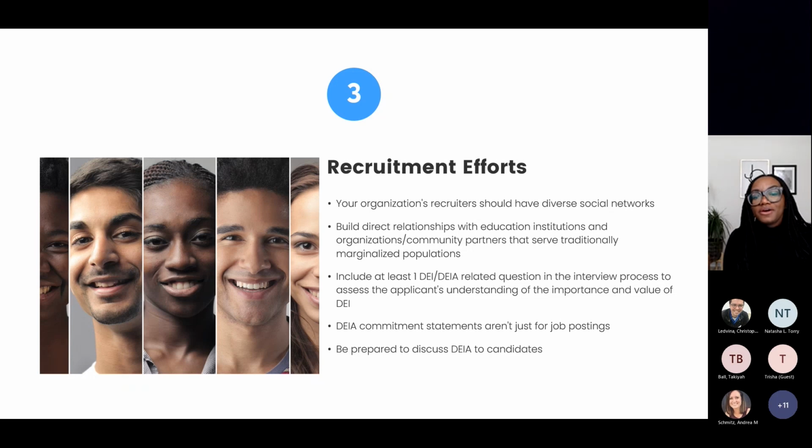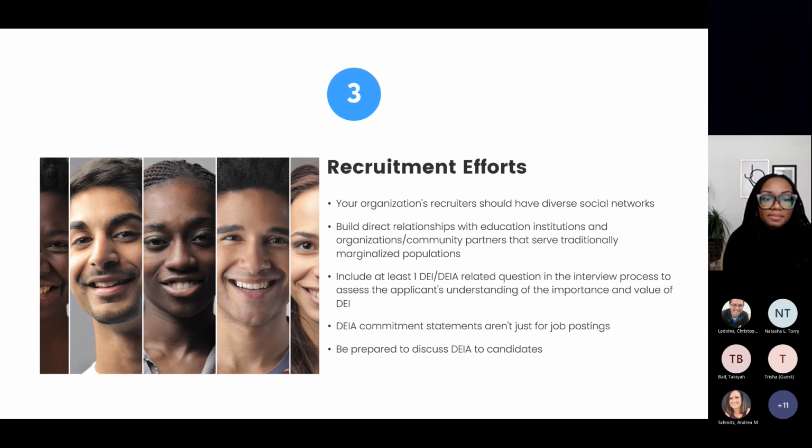Also, during the interview process, include a question about diversity, equity, and inclusion, and accessibility for the applicant. Not just to test the applicant's knowledge, but you're really going to want to test their understanding that diversity, equity, and inclusion is a value and important.